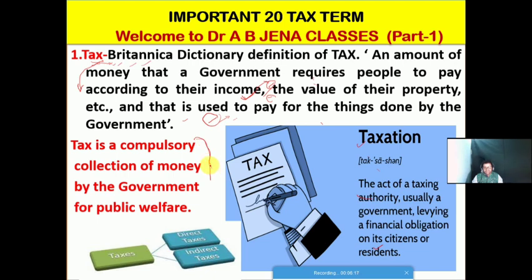Again, let us simplify. What is tax? Tax is a compulsory collection of money by the government for public welfare. The government is charging the tax for the purpose of public welfare, so there will be infrastructural development, development of higher education, and development of the standard of living, health and other sectors also. And tax is divided into how many parts? The direct tax and the indirect tax. Friends, I am hopeful that you got the basic idea of tax.